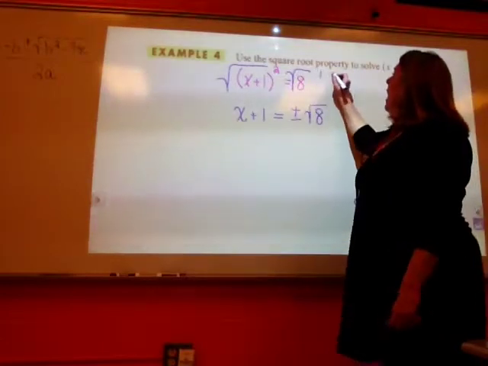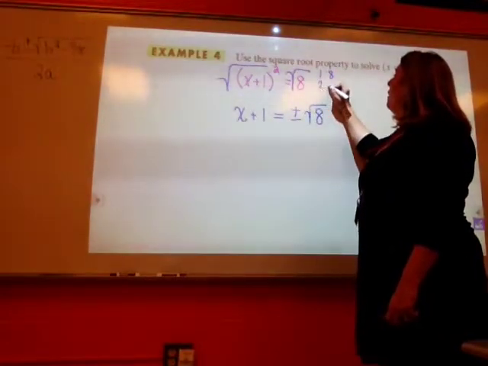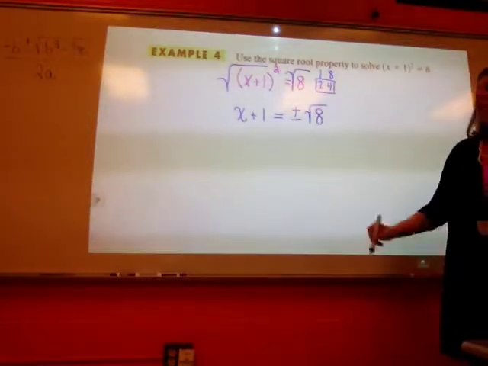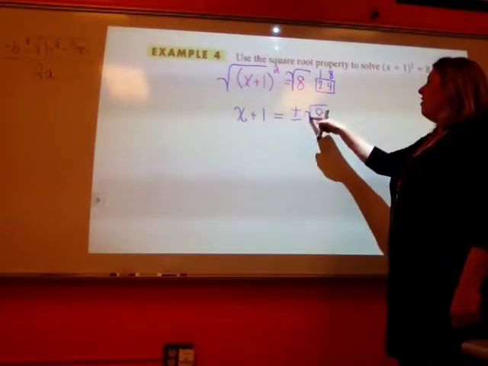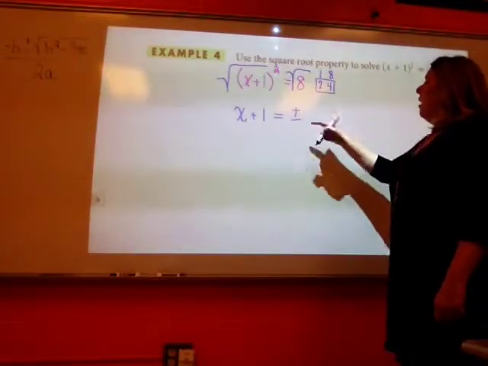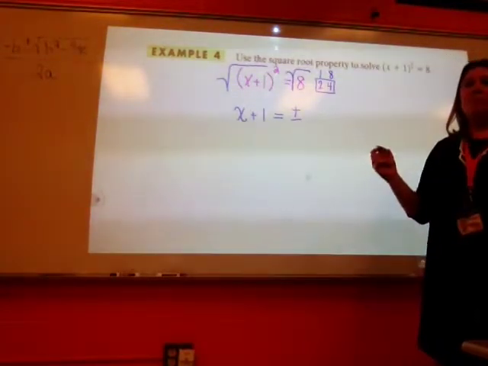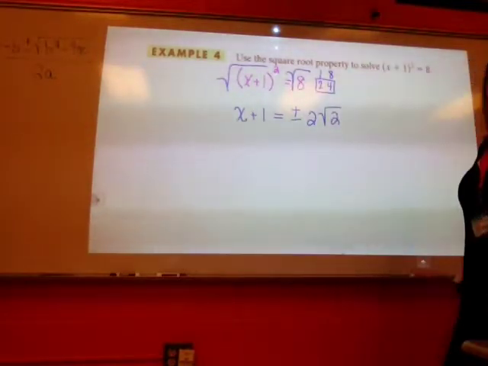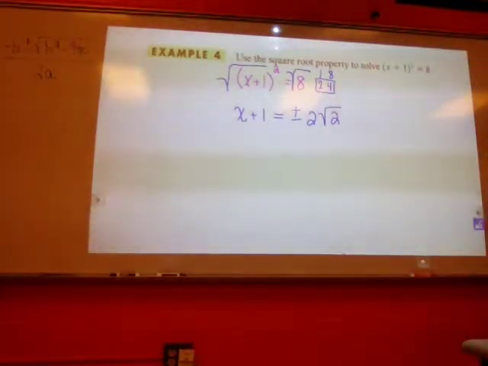So I've got 1 and 8, but I also have 2 and 4. 2 and 4 is a perfect square. Do we agree? So we don't want this to be plus or minus the square root of 8. We really want this to be plus or minus what? 2 square roots of 2. Do we agree? Do we agree with that?